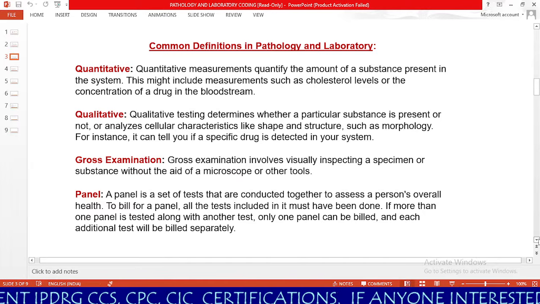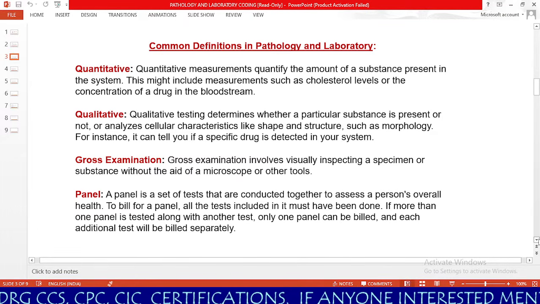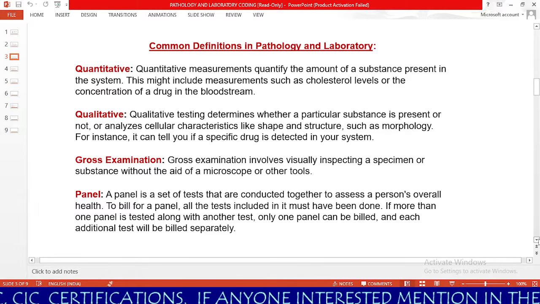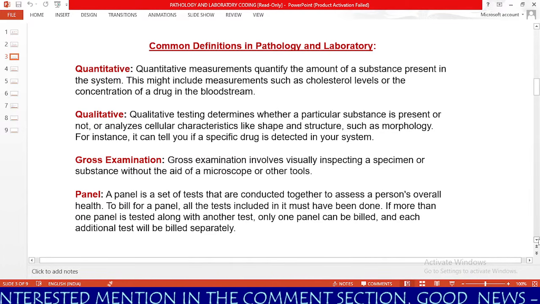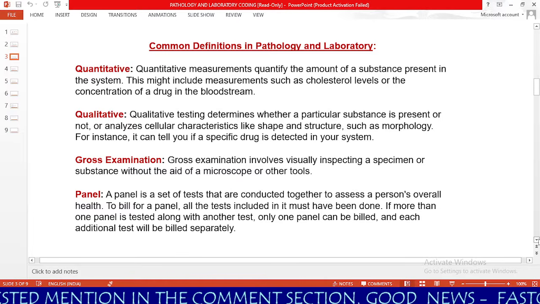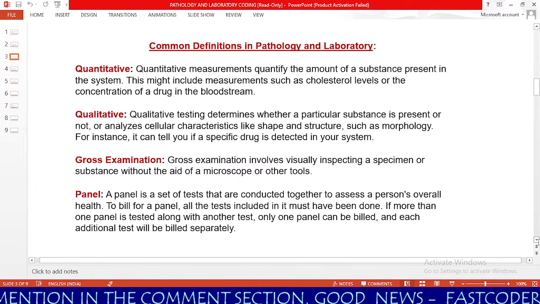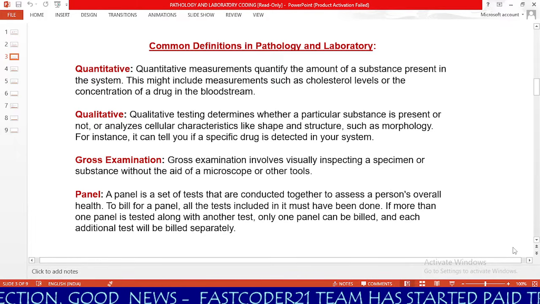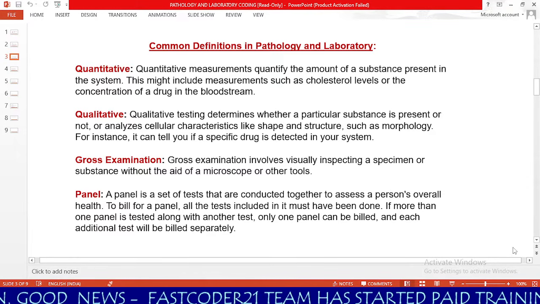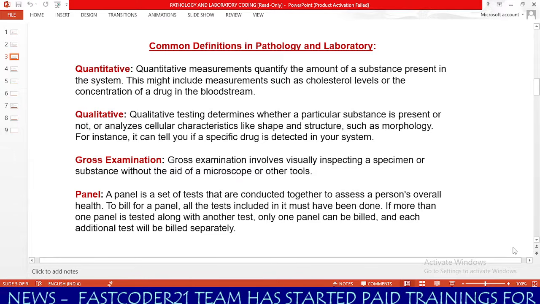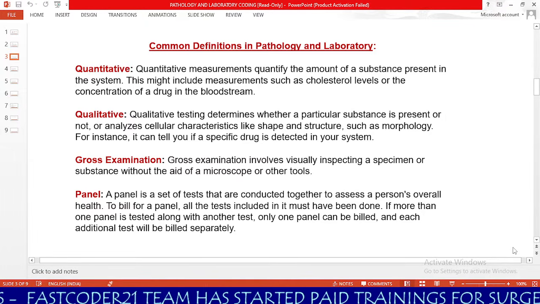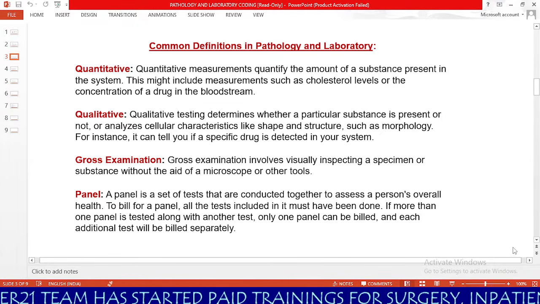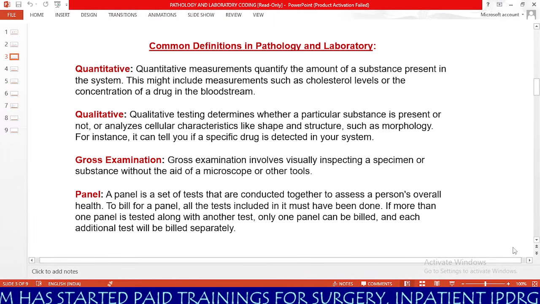Using the qualitative technique or measurements, the physician will identify whether the suspected substance is present in the sample or not. Using qualitative analysis, the physician will identify any type of drug in the system. Next one is gross examination. Gross examination is open examination. Here the physician will not use any microscope or any other type of tools in order to examine the provided tissue.